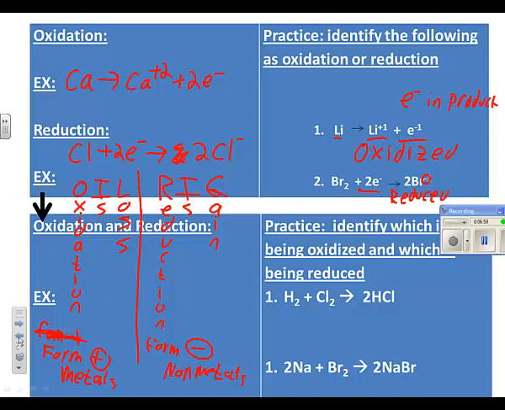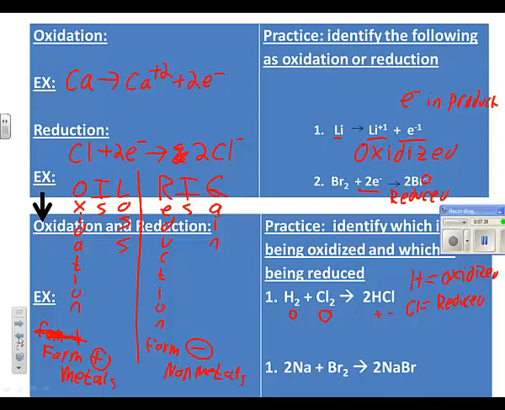We have H2 plus Cl2. Neither of those have charges because they're by themselves. So hydrogen has a charge of 0, chlorine has a charge of 0. But now I've formed hydrochloric acid, which is an ionic bond. If it's ionic, they now have charges. So hydrogen is +1, chlorine is -1. So what that means, this hydrogen became positive, which means it lost an electron, was oxidized, whereas the chlorine gained an electron, became negative, so it was reduced.